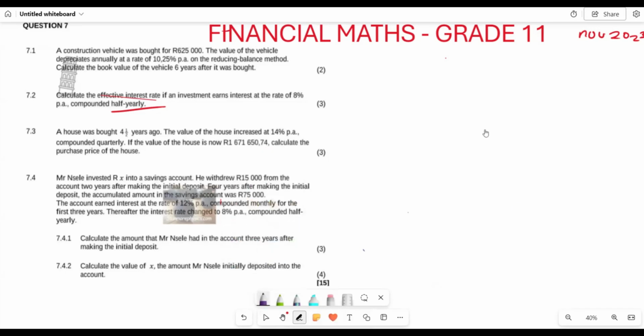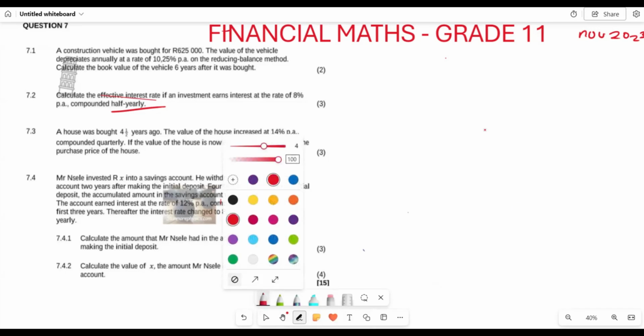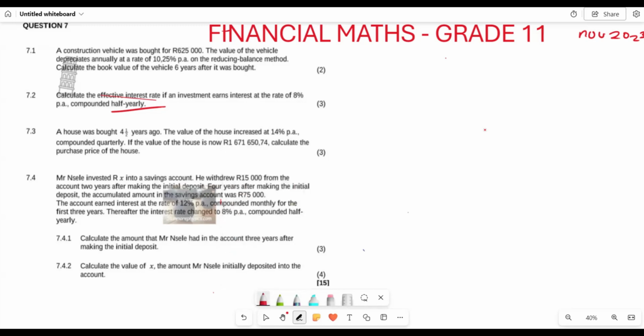Now, in 7.3, basically, they say a house was bought 4.5 years ago. Now they say the value of the house increased at 15% interest per annum compounded quarterly, right? And now if the value of the house is now 1,671,650.74, right?